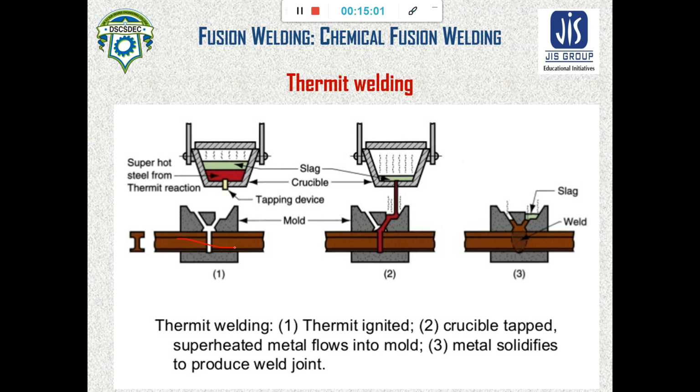So this thermite welding process is mostly used in case of railroad repairing or railroad joining. For joining of two rails, we can use this thermite welding process. So that is it for chemical fusion welding.